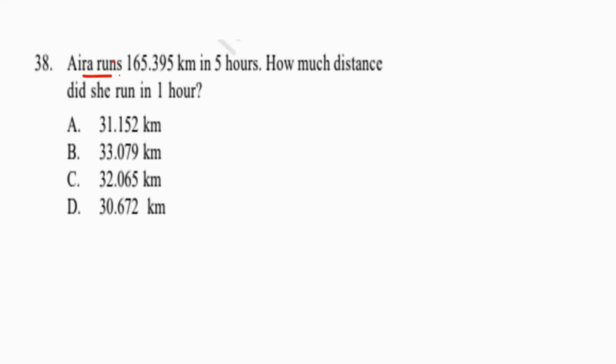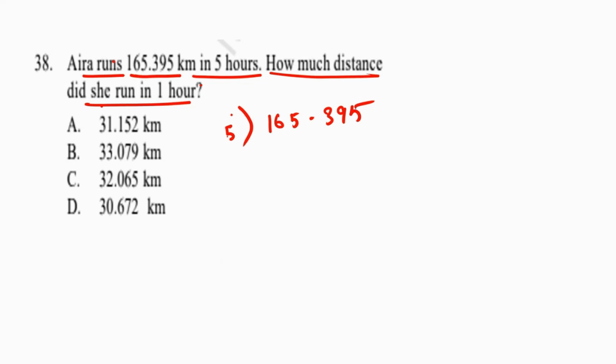Next question reads, Ira runs 165.395 kilometers in 5 hours. How much distance did she run in 1 hour? 165.395, if she is running in 1 hour, we just need to divide it by 5. 5 threes are 15 over here. 1 would be left, the 5 would join. 5 threes is again 15. So we have already found the answer. The only number before the decimal, 33, is option number B. So that's the required answer.